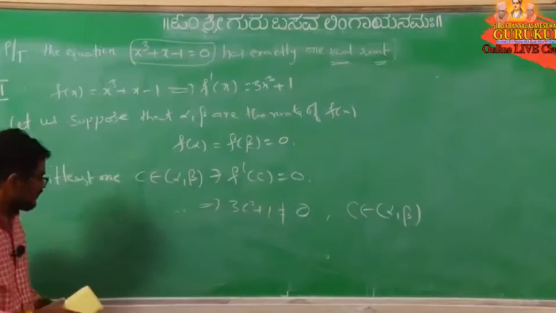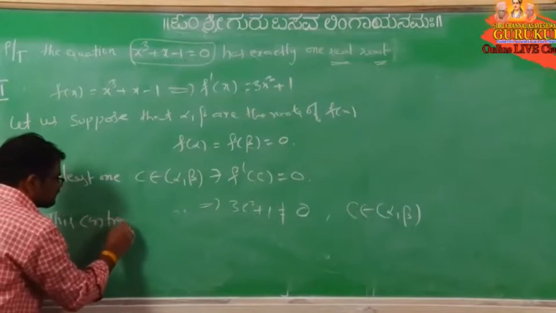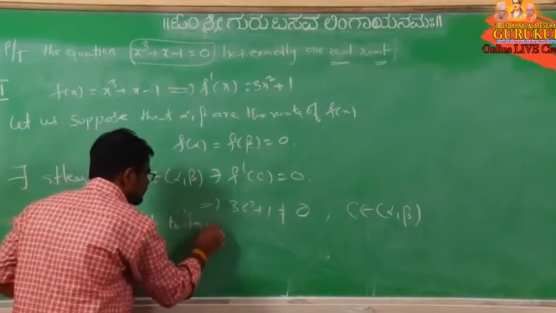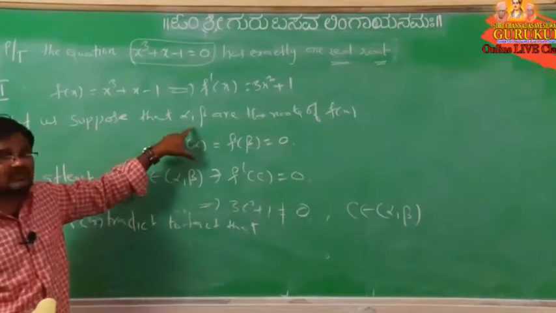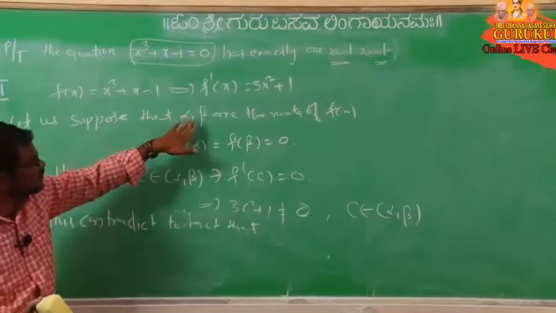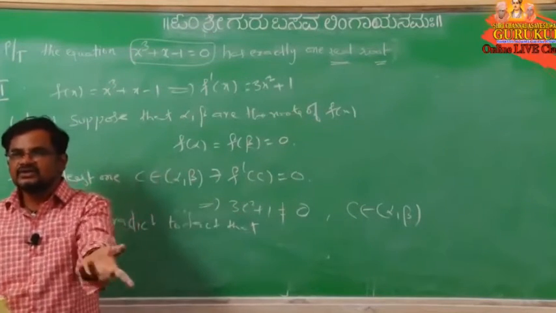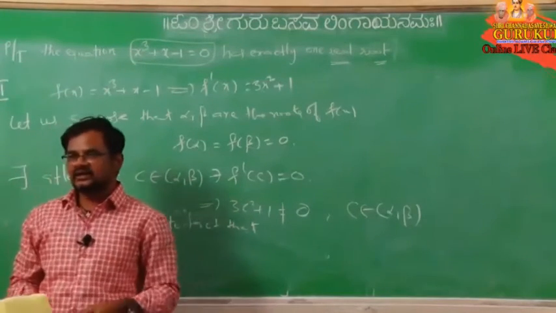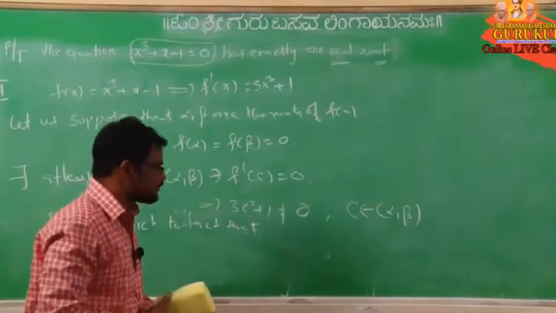So this contradicts the fact that f of x has two roots. Whenever we take two roots of the polynomial, we get a contradiction by Rolle's theorem. So that's why f of x has only one real root. Okay? So this is the second method.